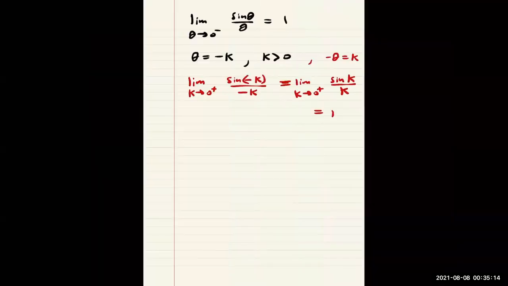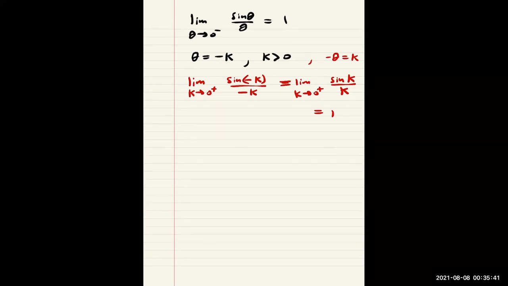Here is how we can prove the left limit. We need to show that the limit as theta approaches 0 from the left hand side of sine theta over theta is equal to 1. What you can do is a change of variable. You can take theta equal to minus k with k greater than 0. If k is greater than 0, automatically theta is a negative number, right? But it is approaching 0. That means theta approaches 0 from the left hand side.